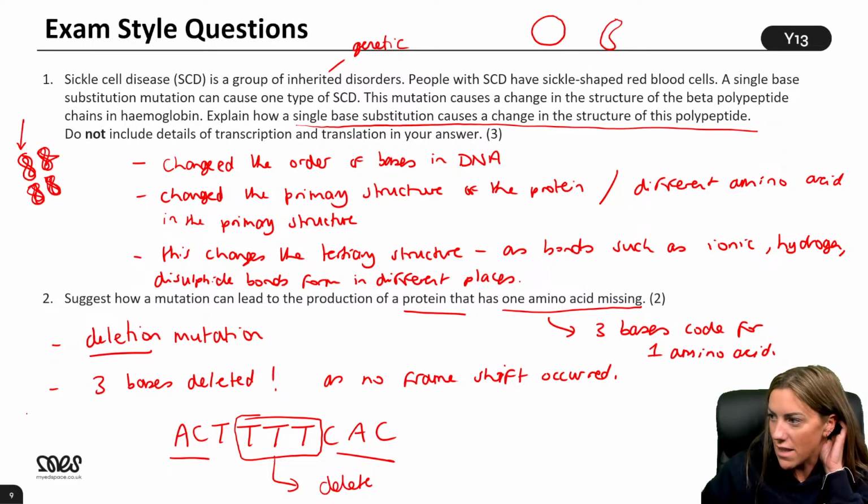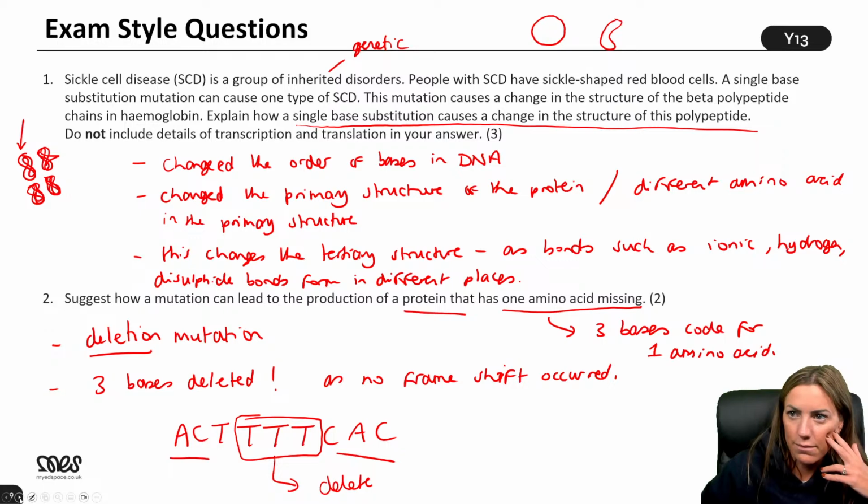Can't be in an intron, this one, because you have lost an amino acid. So it must have not been in an intron. It must be in an exon. Because it has affected the protein, right? You have lost an amino acid. So you've definitely got a deletion here. But it must be a deletion of 3 bases.